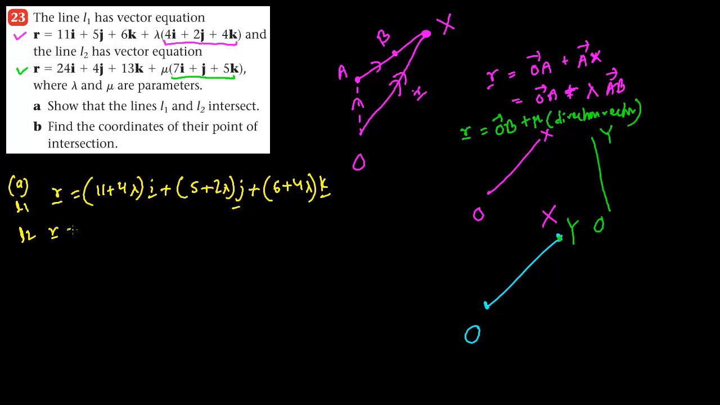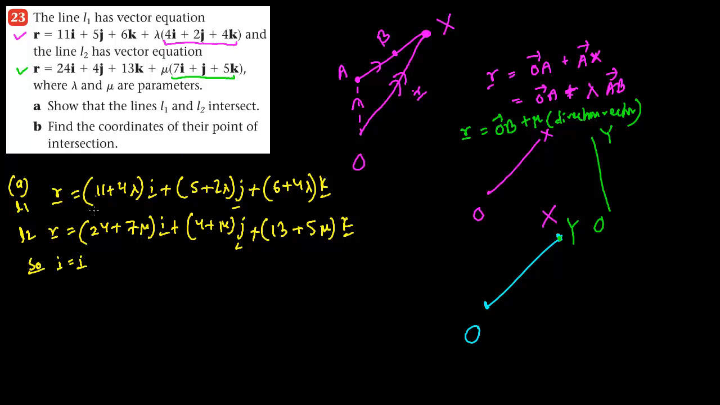Now L2. L2 is going to be (24 plus 7 mu) i, then (4 plus mu) j, plus (13 plus 5 mu) k. So now that we have the format in IJK, we can just compare i equal to i, because when they intersect they're in the same position.